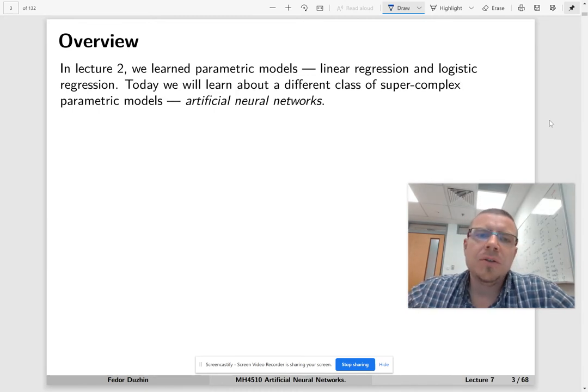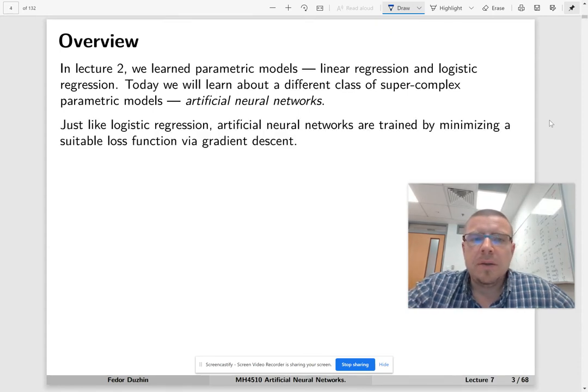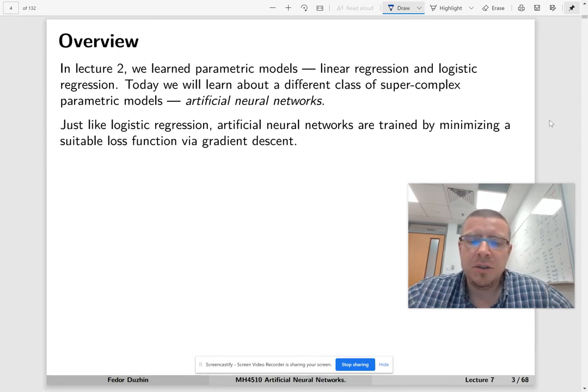Recall that in lecture 2 we learned about parametric models, linear regression and logistic regression. They are parametric because in both cases we are assuming that the true model has some kind of an explicit formula with some parameters, and in order to train the model, we find the values of parameters that minimize a suitable loss function. This is done by the so-called gradient descent. So we find derivatives of the loss function with respect to the parameters, and then we just start updating these parameters until we reach a minimum.